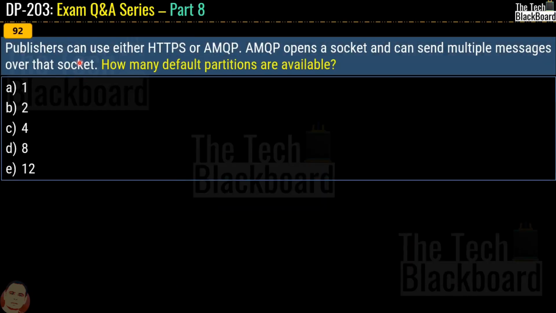And it says that publishers can use either HTTPS or AMQP. AMQP opens a socket and can send multiple messages over that socket.